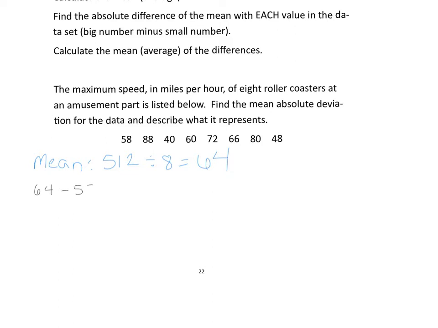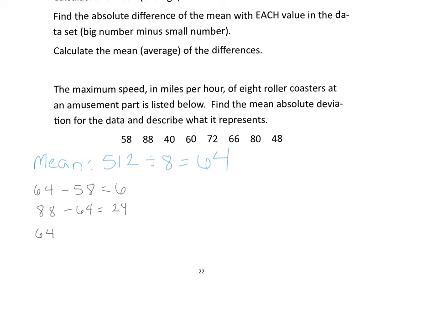So we're going to first subtract 64 and 58, which is 6. And now we're going to subtract 88 and 64, which is 24. Notice that for the first one, 58 was smaller than the mean, so 58 went second, or 64 went first. And with 88, 64 is smaller than 88. 88 is larger than the mean, so 88 went first. In both cases, it's absolute value, so we want the larger number first.